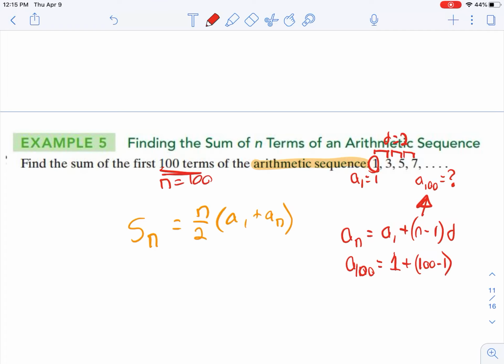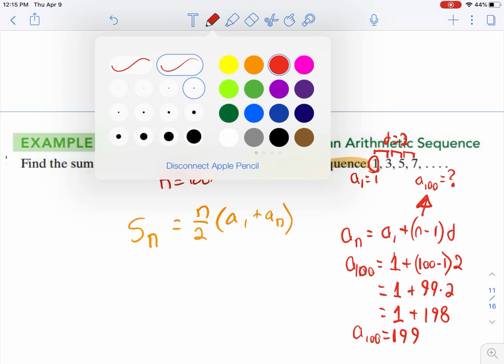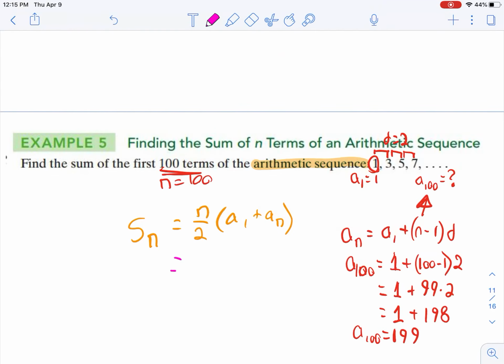So d equals 2. All we have to do is plug this in, and we're going to get 1 plus 99 times 2. And 99 times 2 is going to give us 198. So we get 199. Okay, so we know what a sub 100 is now. So we're able to go ahead and plug in everything that we know, and we can easily find our sum.